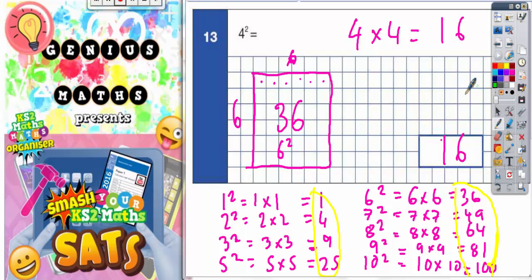But if you want to prove it using a diagram, you would need to do a 4 by 4 square. So 4 by 4 square, 4 down, 4 across, count the mini squares, we've got 1, 2, 3, 4, 5, 6, 7, 8, 9, 10, 11, 12, 13, 14, 15, 16. So 4 by 4 squared, 4 squared, in other words, is 16. Final answer, 16.